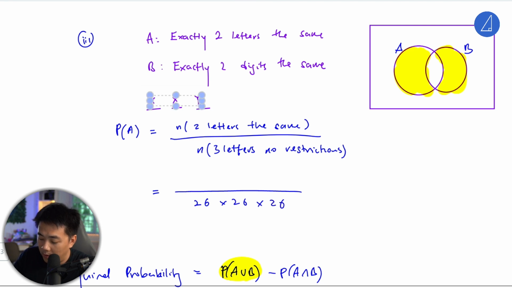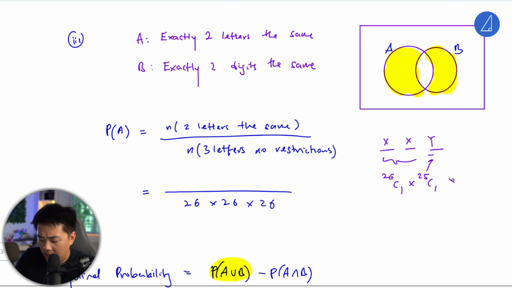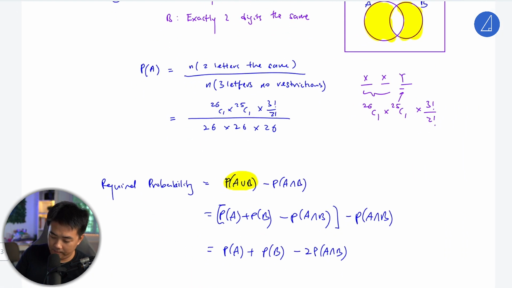For two letters the same, we just need to pick this x here. We need to pick one letter to be xx, which is 26 choose 1, then after which 25 choose 1 for this y here. Then we need to multiply by the ways you arrange them, okay? So the way you arrange them will be 3 factorial over 2 factorial. So that will be 26 choose 1 times that, which is 25 times, okay? Key in calculator, we'll get 75 over 676. Okay, that's P(A).